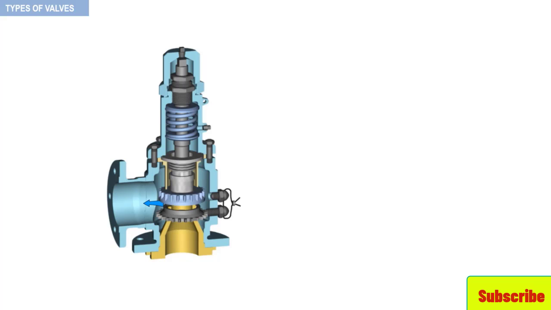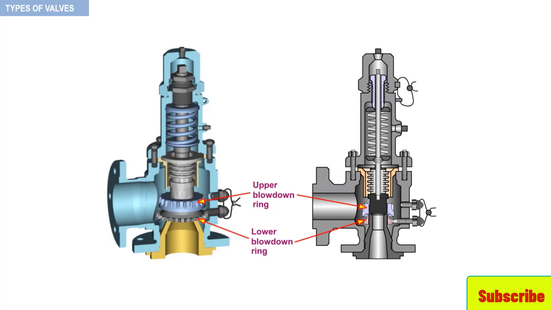Once the normal operating condition is achieved, the valve is expected to close again. But since a large area of the disc is exposed to the fluid, the valve closes only when the pressure drops below the set pressure. This difference between the receding pressure and the set pressure is known as blowdown and is usually expressed as a percentage of the set pressure. The design of the shrouds or the setting of the blowdown rings decides the value of overpressure and blowdown.